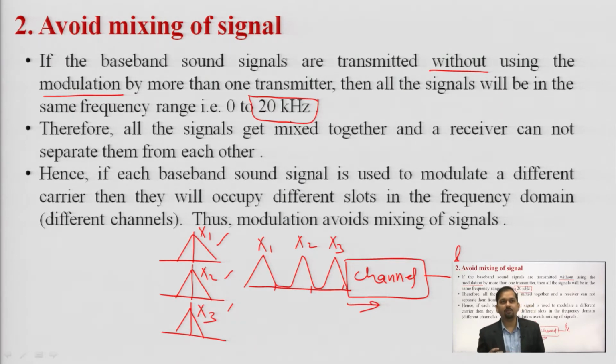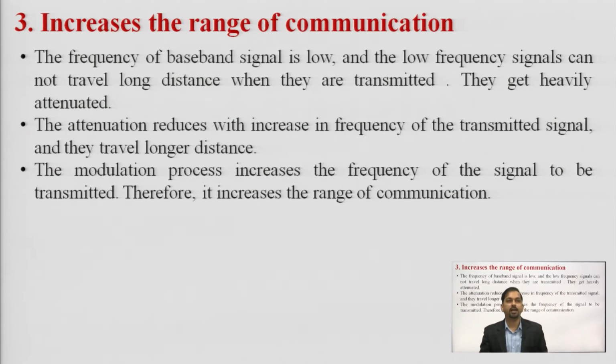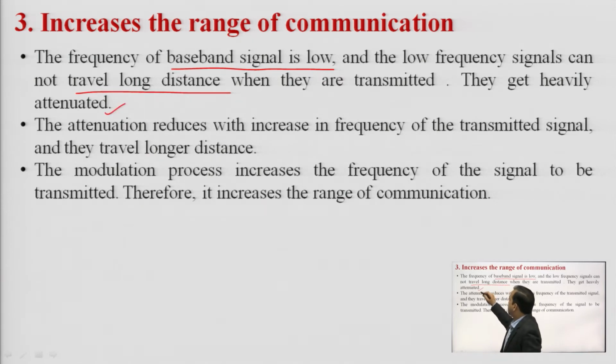So, here we have concluded that with the help of modulation, the intermixing can be avoided, and after that, it increases the range of communication. The frequency of the baseband signal is low, as we are already aware. So, these low frequency signals will not be able to travel long distances, and they will get highly attenuated.